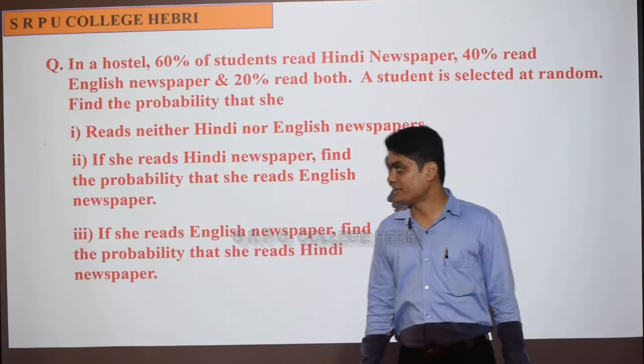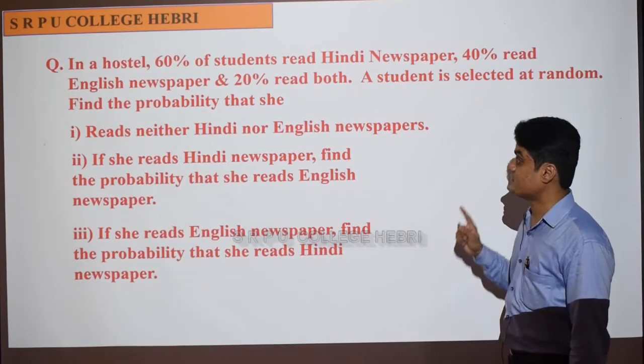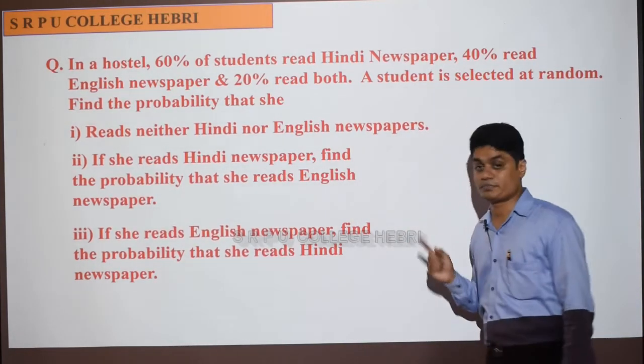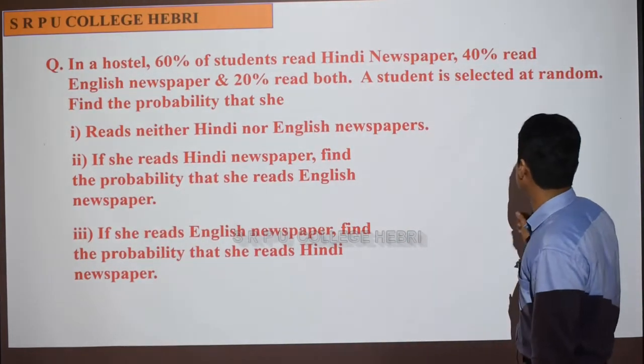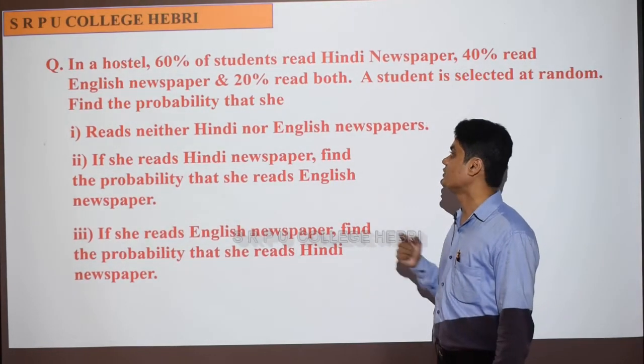Yeah. So next question. In a hostel, 60% students read Hindi newspaper, 40% read English newspaper, 20% read both. A student is selected at random. Find the probability that she reads neither Hindi nor English newspaper.